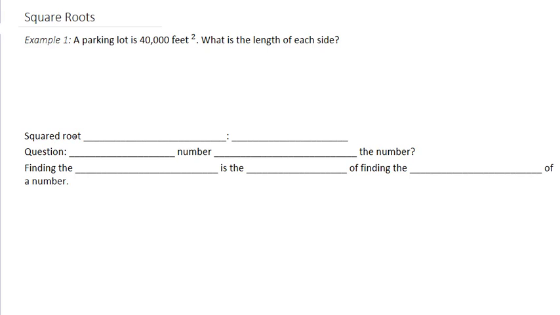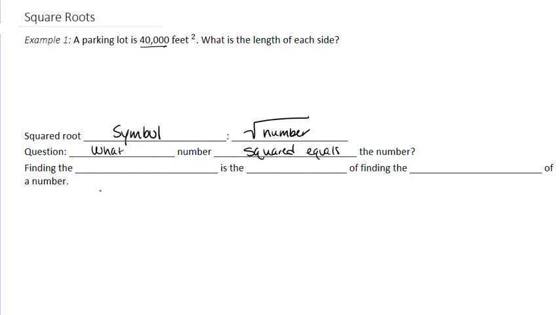So our square root symbol looks something like this, where you have our division symbol with a number inside. Now the question is, what number squared equals the number? So we're asking what number of something will equal 40,000.